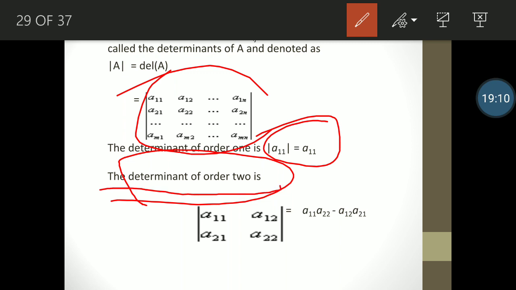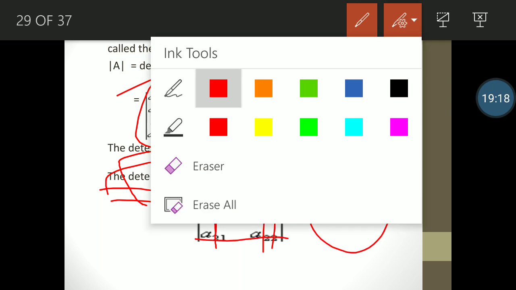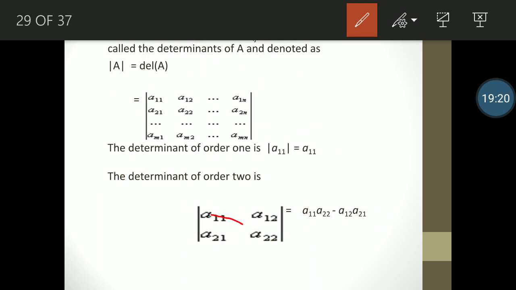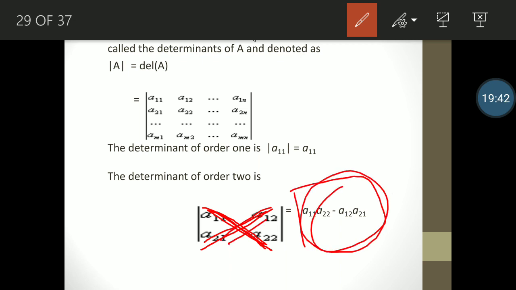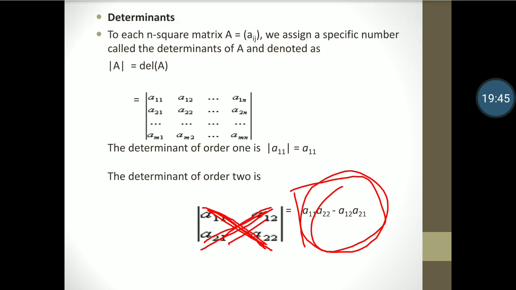If we have order 2, meaning 2 rows and 2 columns, then our determinant will be the multiplication of the main diagonal minus the multiplication of the other diagonal, meaning A11 A22, the multiplication of these two, minus the multiplication of these two will be our determinant of order 2.